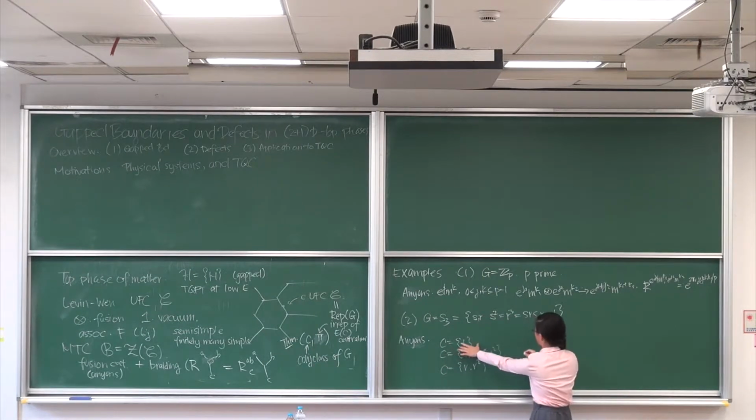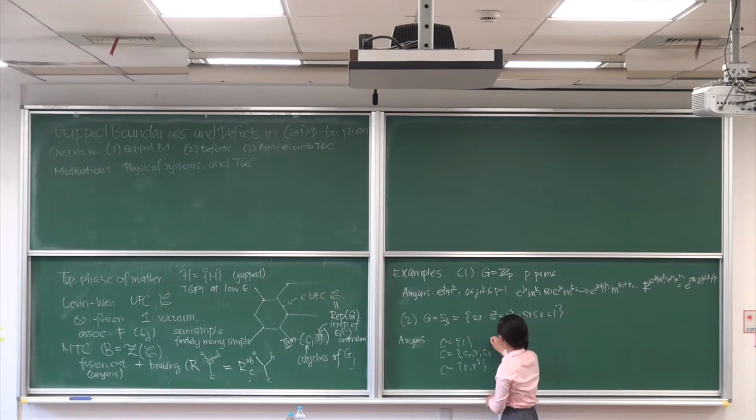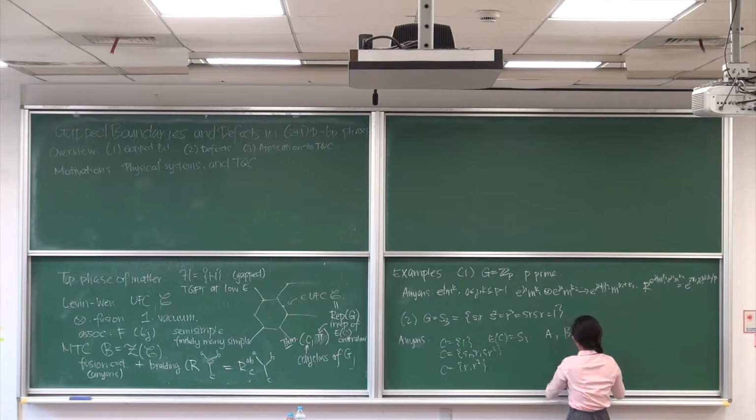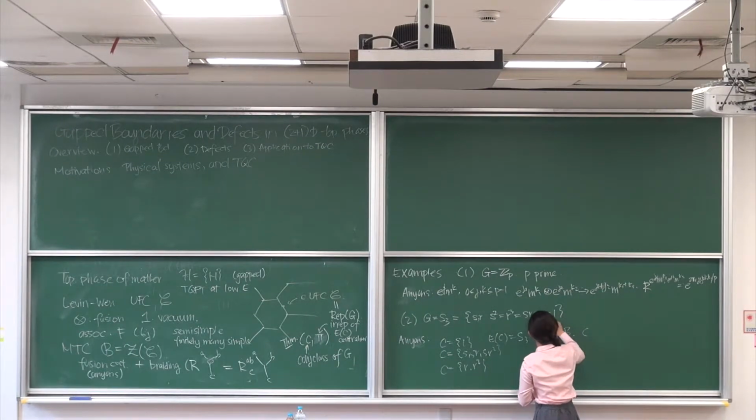And in the first case, the centralizer is going to be S3. So there are three irreducible representations: the trivial one, the sign one, and the two-dimensional one. We'll call these our anyons here.